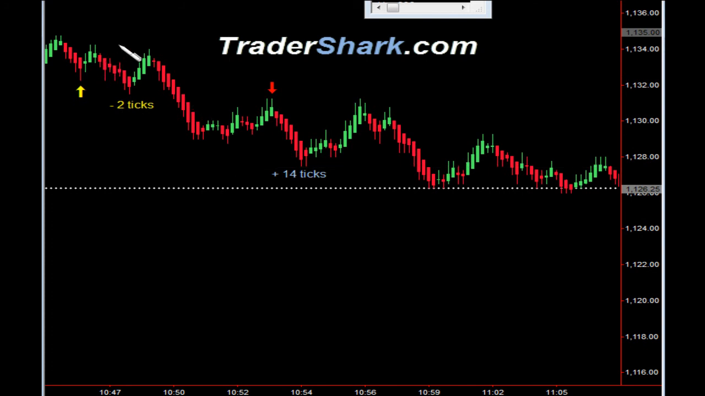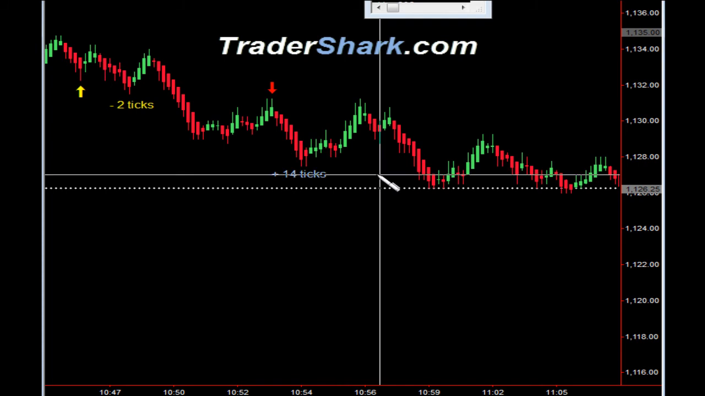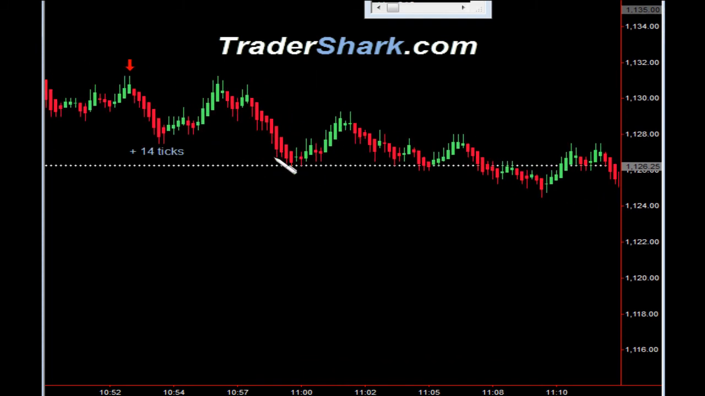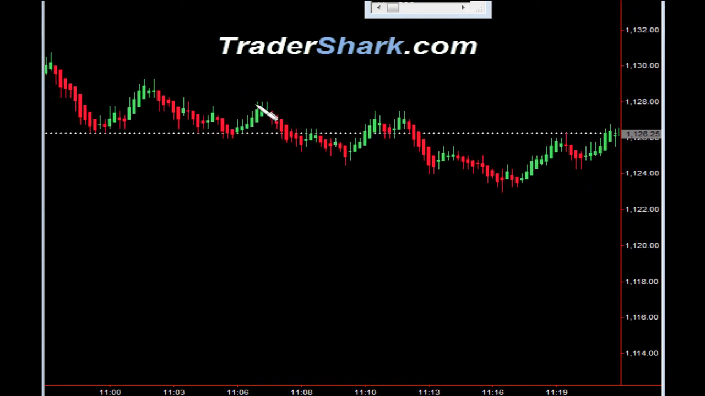We then were looking for an opportunity to get short. We had an opportunity to get short right here at about 10:53. Target 1 and target 2 were hit for a total of 14 ES ticks. Support again found at the opening price.